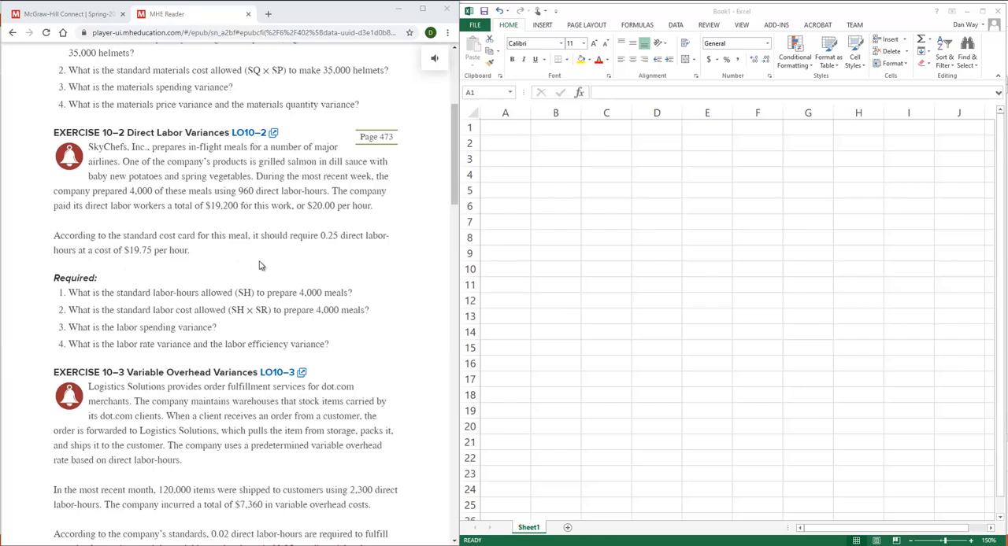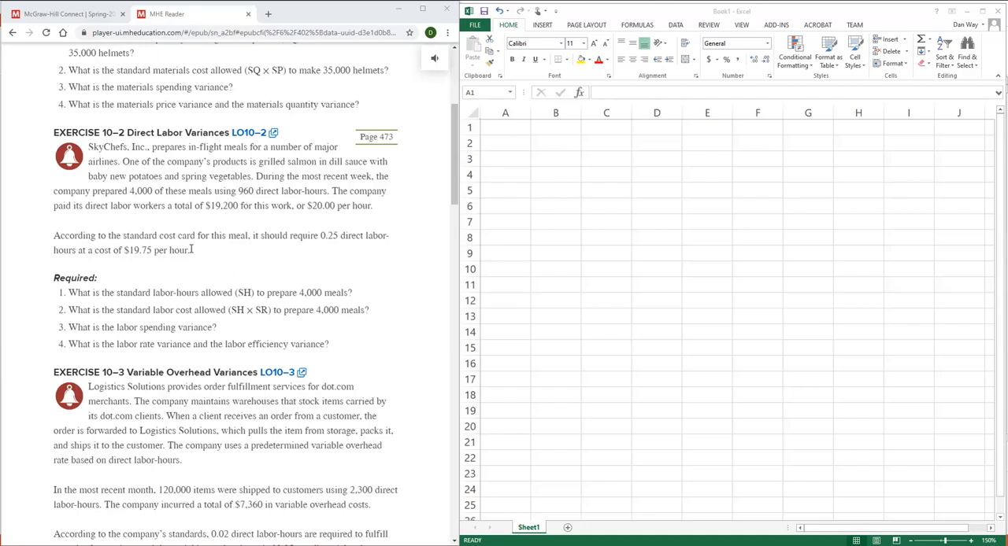So before we start talking about some of these calculations, I did want to remind us that some of these variances, at least in terms of their direction, should be a little bit intuitive at a first glance. And what I mean by that is we know that the company paid its direct labor workers $20 per hour on average for this direct labor in this period. But we know from the standard cost card that we thought that labor should cost $19.75 per hour. So our rate variance, we know right off the bat, is going to be unfavorable. We paid more per hour than we thought we should have or were going to. So just something to keep in mind as we talk about variances.